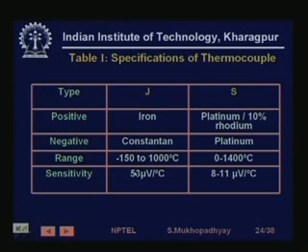The type S is the most stable. It has the highest range, with platinum 10% rhodium as one wire, and pure platinum as the other wire. This is very stable and can measure temperature up to 1400, 1500 degrees centigrade, but has very low sensitivity. So this is just to give you some examples of typical thermocouples.